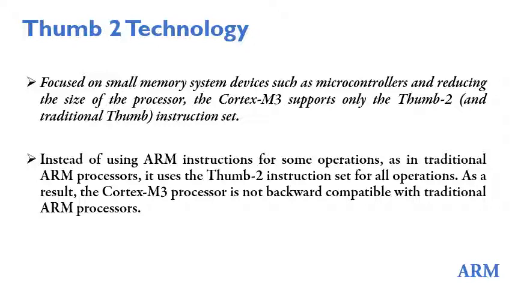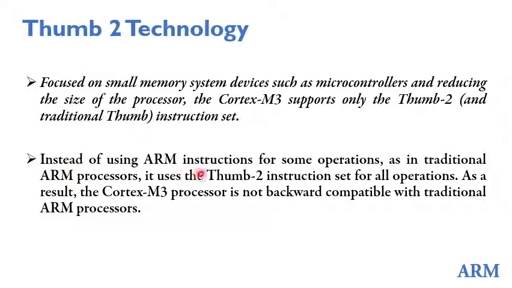Since the Thumb-2 instruction set comprises instructions capable of doing most of the complicated tasks as well, the Cortex-M3 supports only the Thumb-2 instruction set. And since this Thumb-2 instruction set comprises only 16-bit instructions, the code size will be compact. Hence, it is focused on small memory system devices such as microcontrollers. So, this reduces the size of the processors highly.